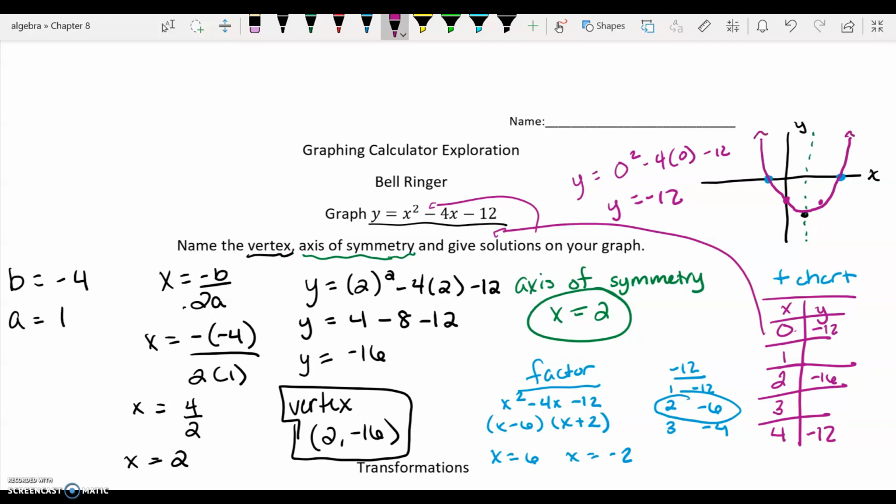That's just a rough sketch of it. You can always graph it on Desmos to double check, but you need to know how to do this mathematically. The t-chart will always work. The factoring works sometimes. Axis of symmetry and vertex are always going to use that equation.